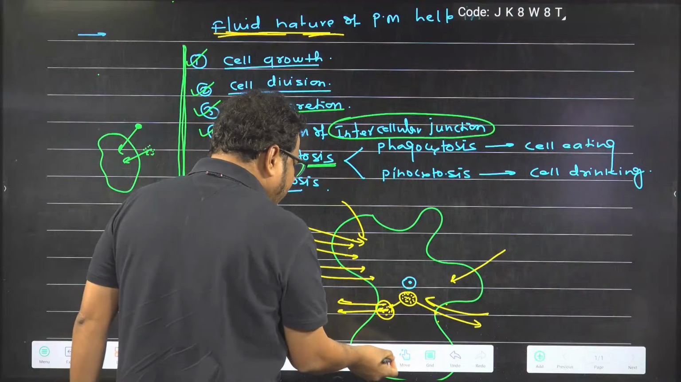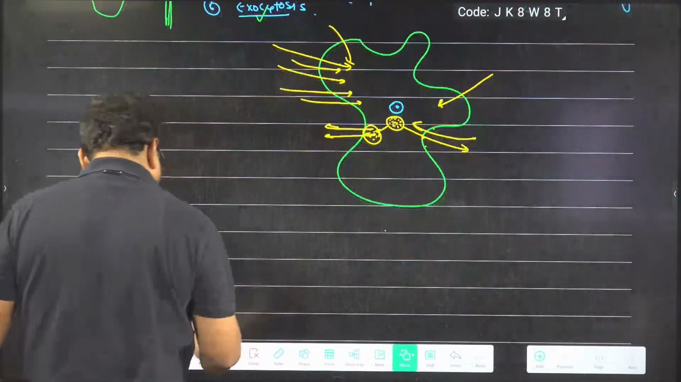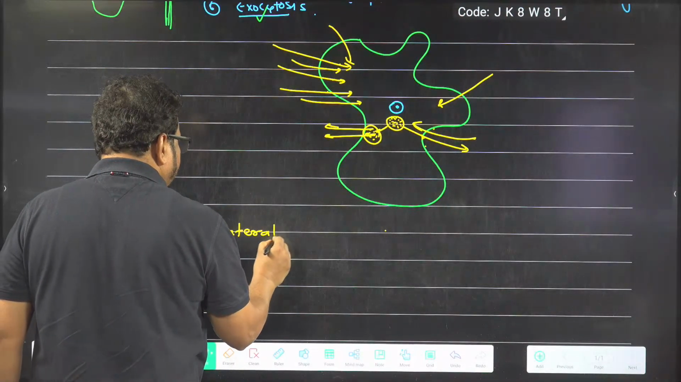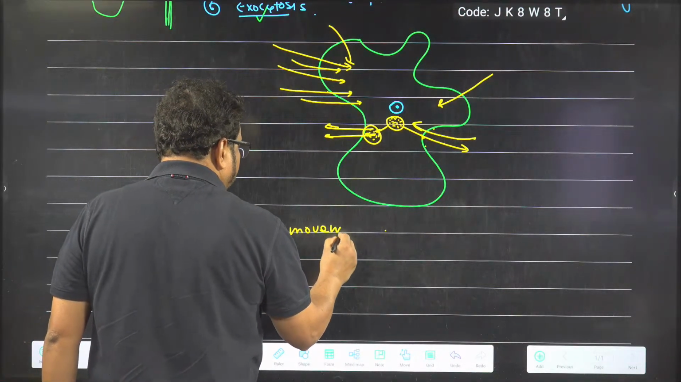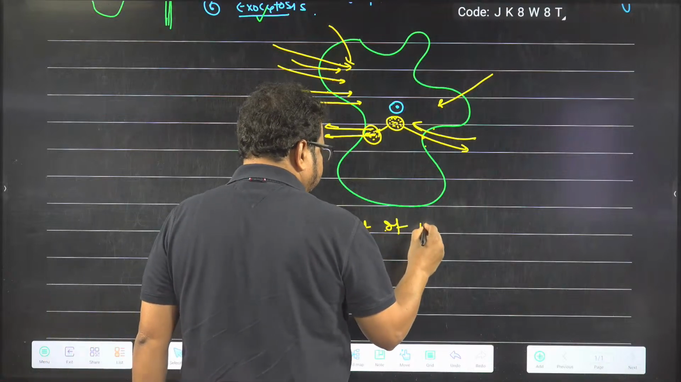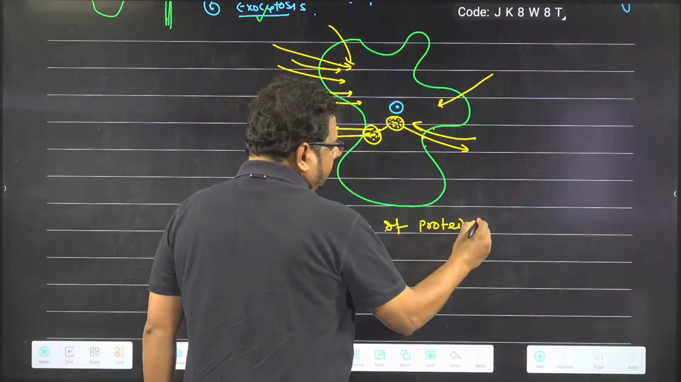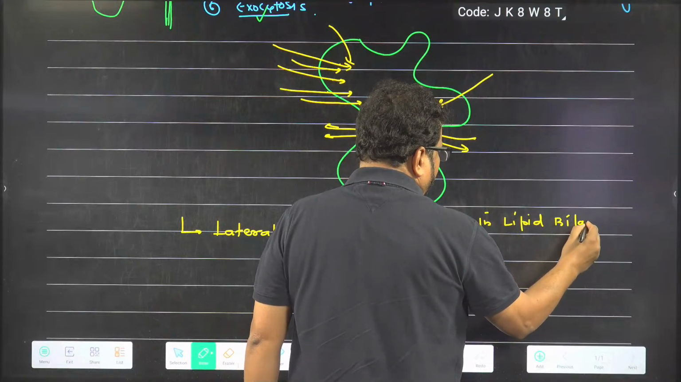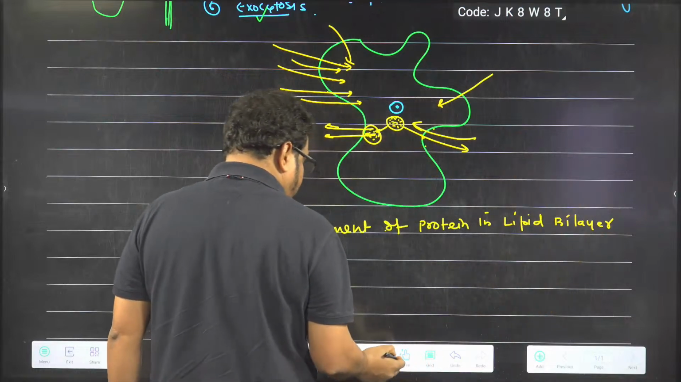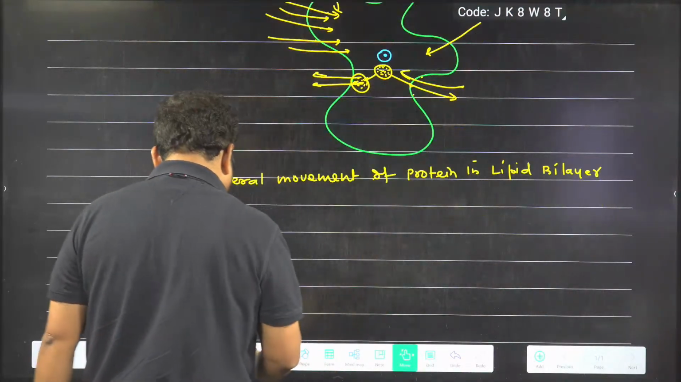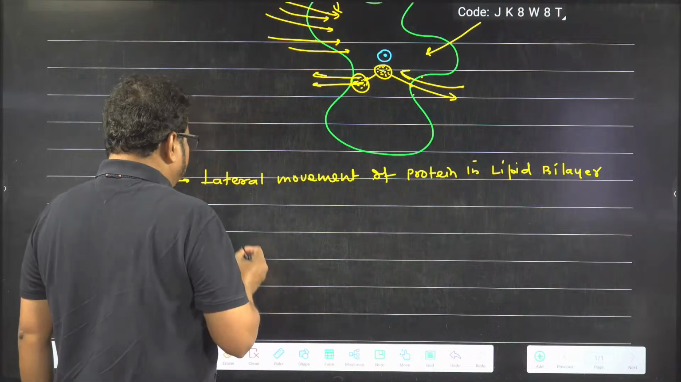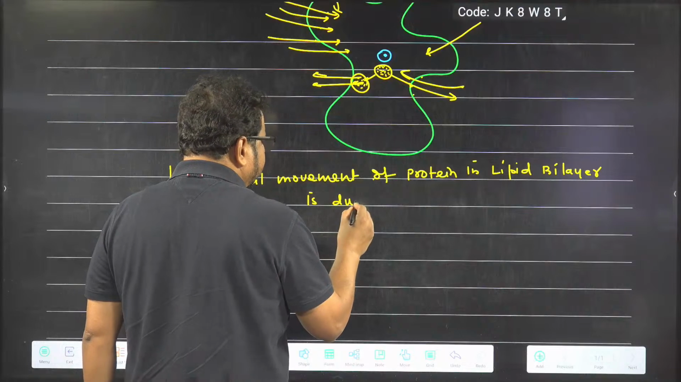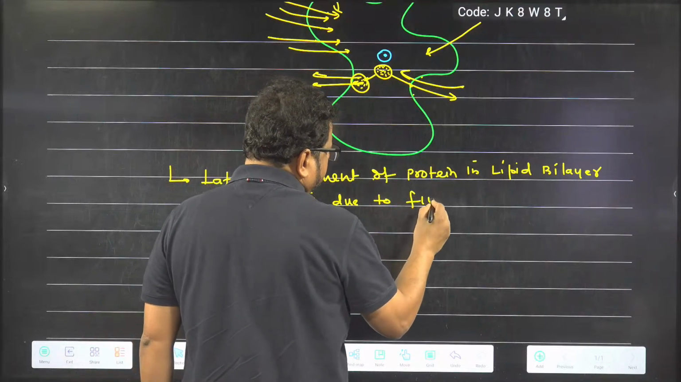And one more line, a very beautiful line written in the NCERT. Lateral movement of protein in lipid bilayer. I will draw the diagram once again, don't worry. I will tell about cholesterol also, and what function is done by protein also. I will tell you, don't worry. Got the idea? So lateral movement of protein in the lipid bilayer is due to the fluid nature of the membrane.